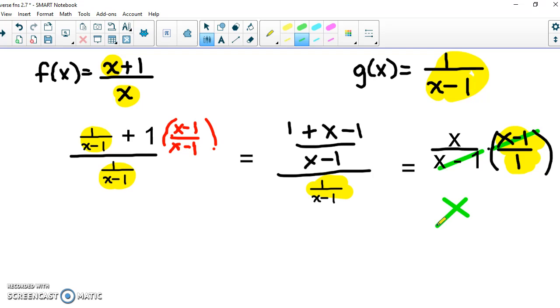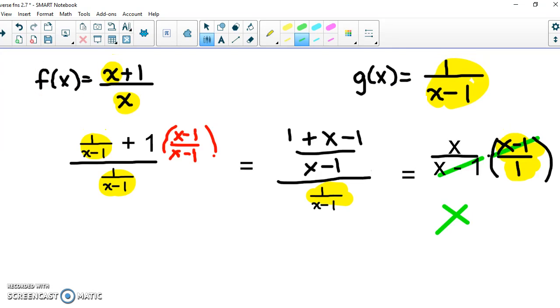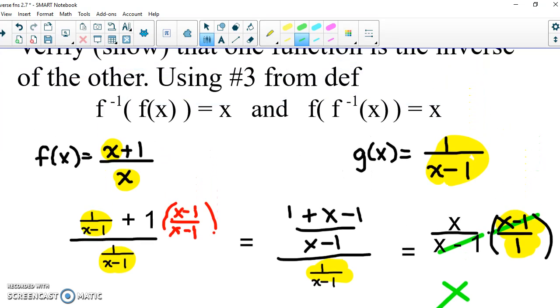I'm not going to do the other one, but you get the same exact thing. You also get x when I put this function here where the x is there. That's even a little bit easier to do. Okay, so I just showed that this works right here using number 3 from the definition. This is 1 to 1.